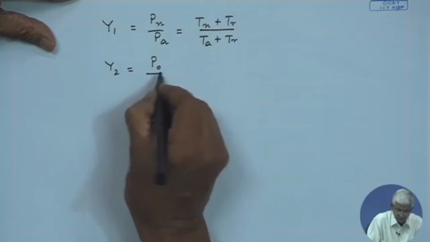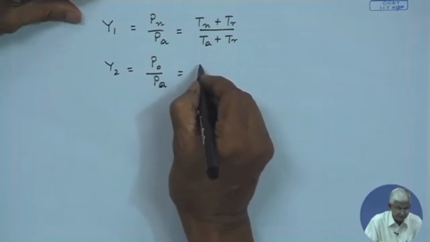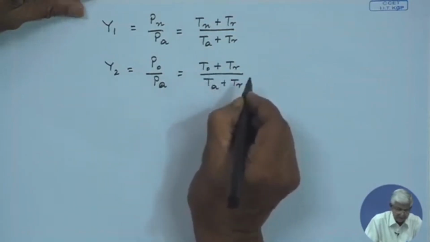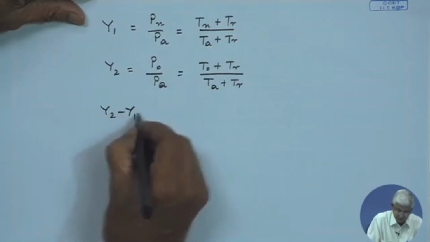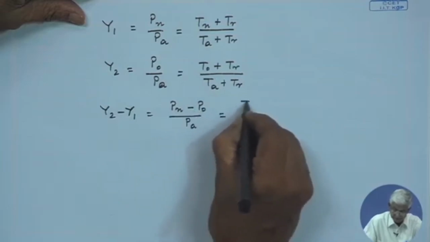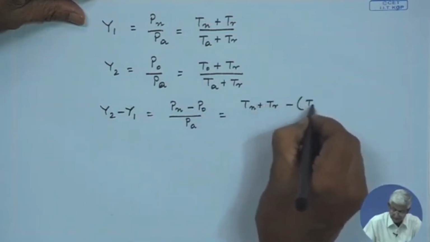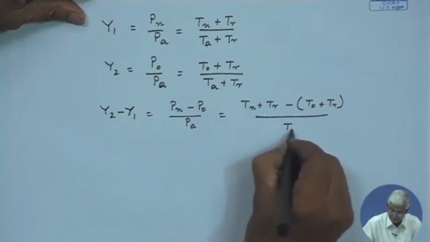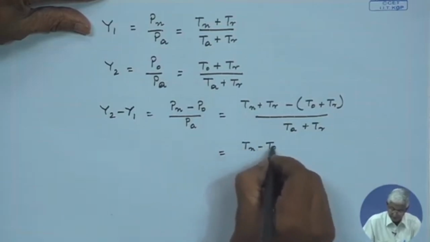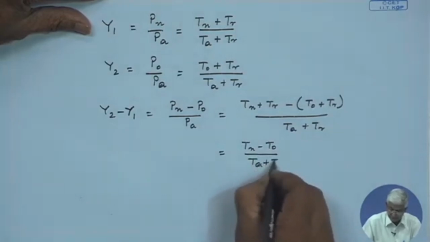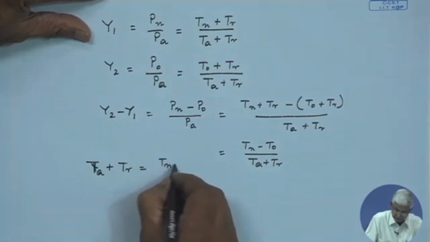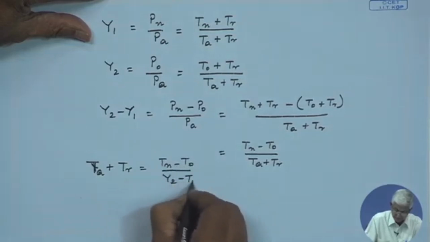and Y 2 we call it P 0, that dummy load power, by the power measured through the antenna, and then it is T 0 plus T R by T A plus T R. You take Y 2 minus Y 1, which is P n minus P 0 by P A, which is T n plus T R minus T 0 plus T R by T A plus T R, which is equal to T n minus T 0 by T A plus T R. Then we can write T A plus T R is equal to T n minus T 0 by Y 2 minus Y 1.